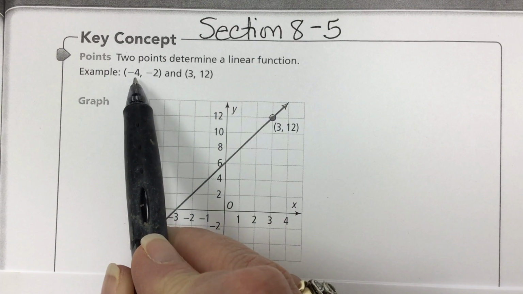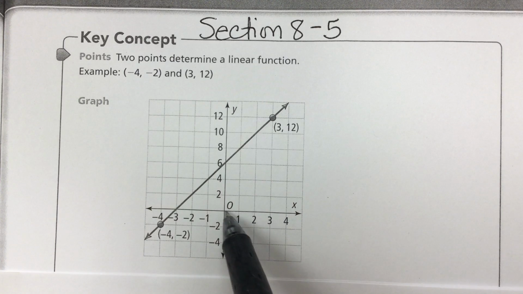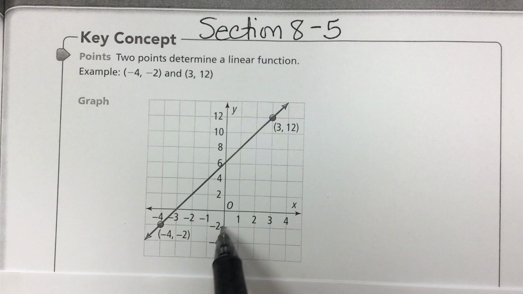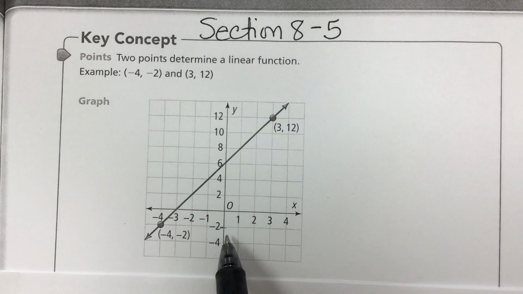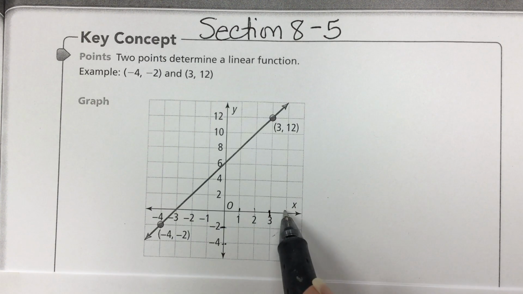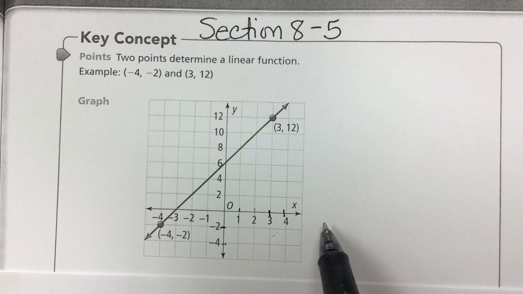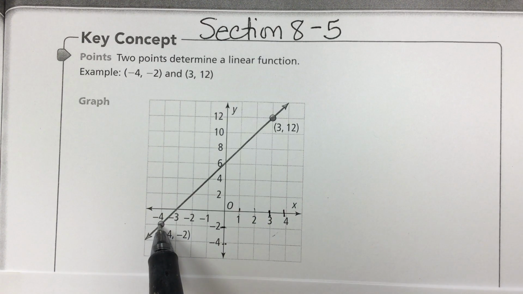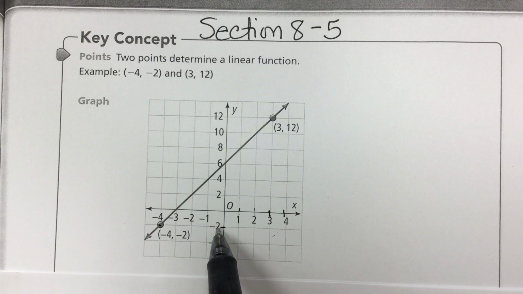So here we have the point -4, -2, starting at the origin, to the left 4, down 2. Each marking on the vertical axis is 2 markings each. Each marking on the horizontal axis is 1, so be careful on that. So we went to the left 4, down 1, which represents -2.